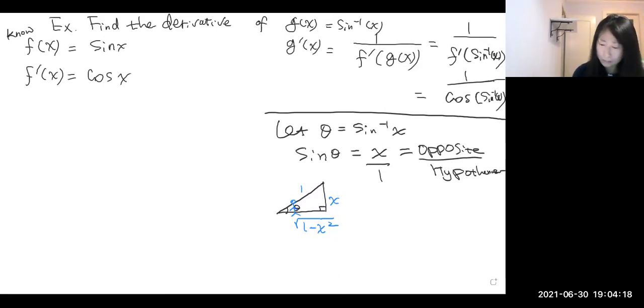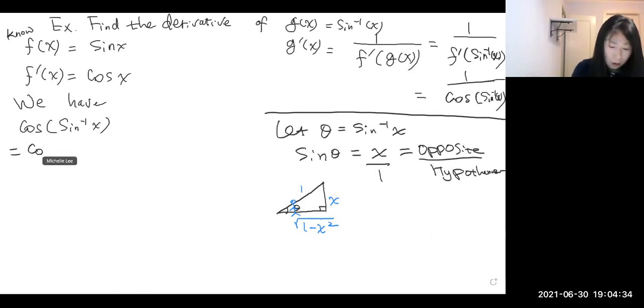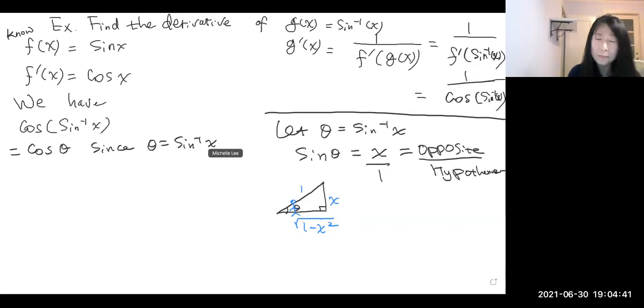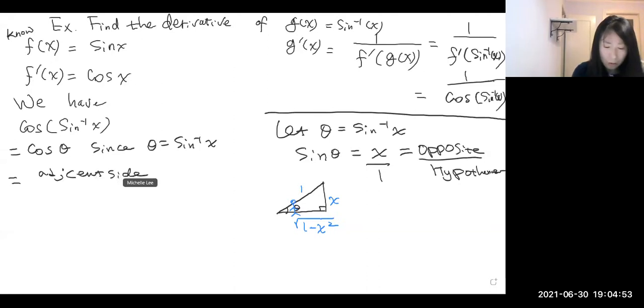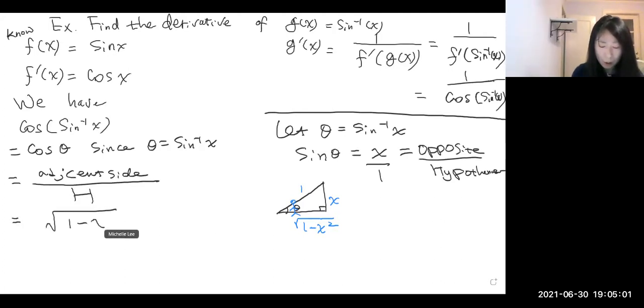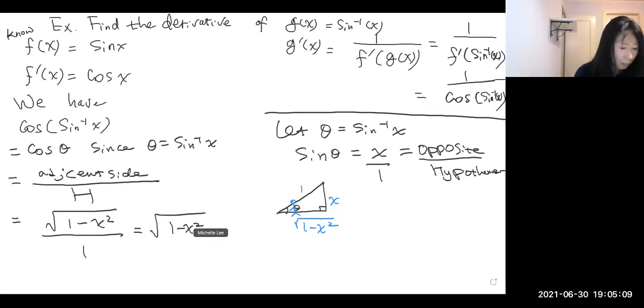Okay, then look, we have cosine of inverse of sine x. Okay, and since cosine theta, since we said that theta equal to inverse of sine x, right? Okay, then cosine theta, which is adjacent side over hypotenuse. Let me denote it like h, right? Then adjacent side, which is square root of 1 minus x squared over hypotenuse, which is 1. That is the same as that. Okay. Now, we done.